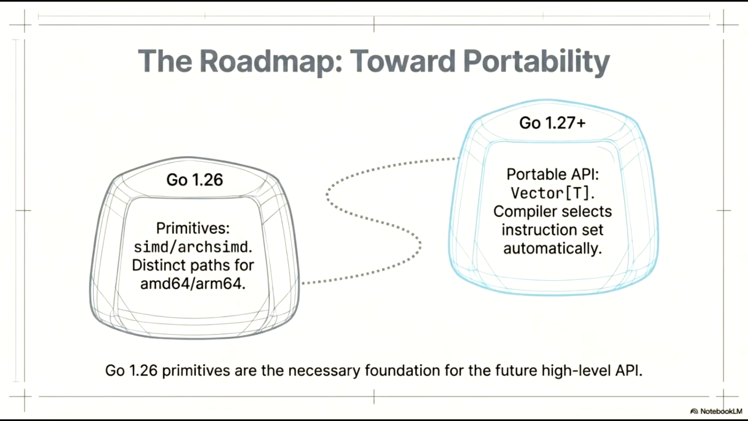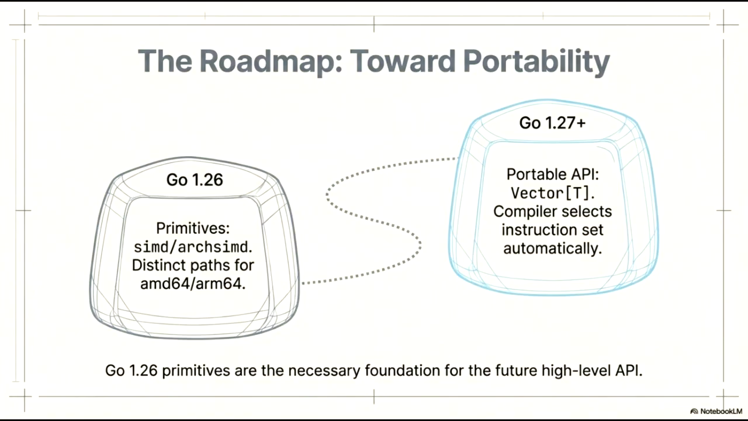Let's look at the roadmap toward portability for SIMD operations in Go. With version 1.26, we are establishing the necessary foundation through low-level primitives in the SIMD and ArchSIMD packages. At this stage, the implementation requires distinct code paths for different architectures, such as AMD64 and ARM64. While these primitives require more manual effort, they are the essential building blocks for our future high-level API.